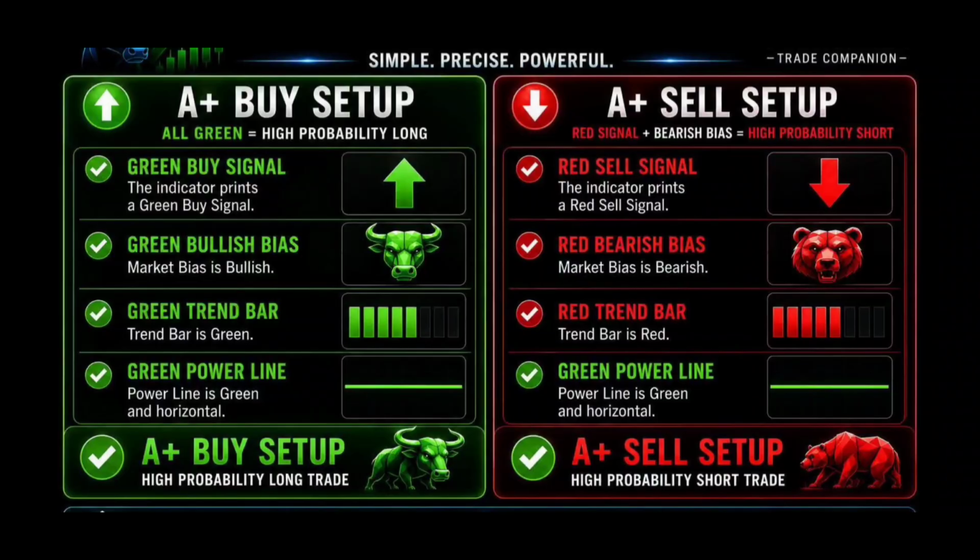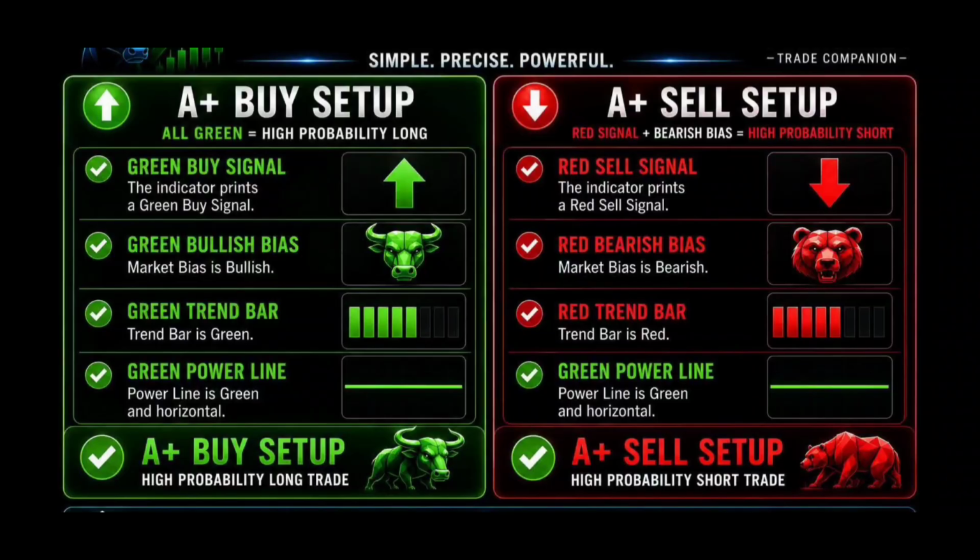You look for a green trend bar. That's the wavelengths that I showed at the bottom of the screen. You want that to also be green. And then you're looking for a green power line. A power line that is green and horizontal basically says money is in the market right now at this time. Come get some. It's so many words. Once all those 4 things have been checked, consider that an A+ buy setup. So it's a higher probability. Real simple. Real simple. 1, 2, 3, 4.